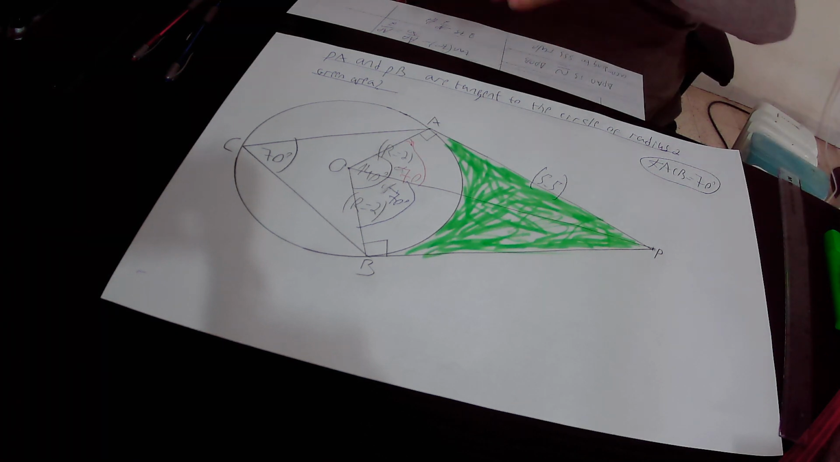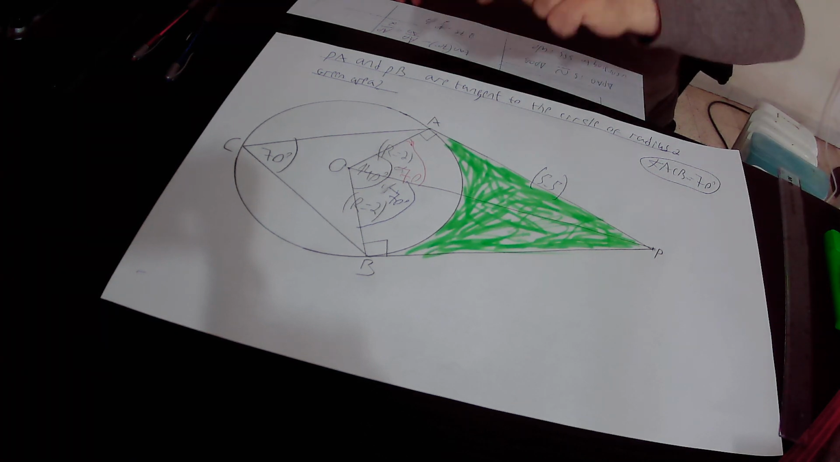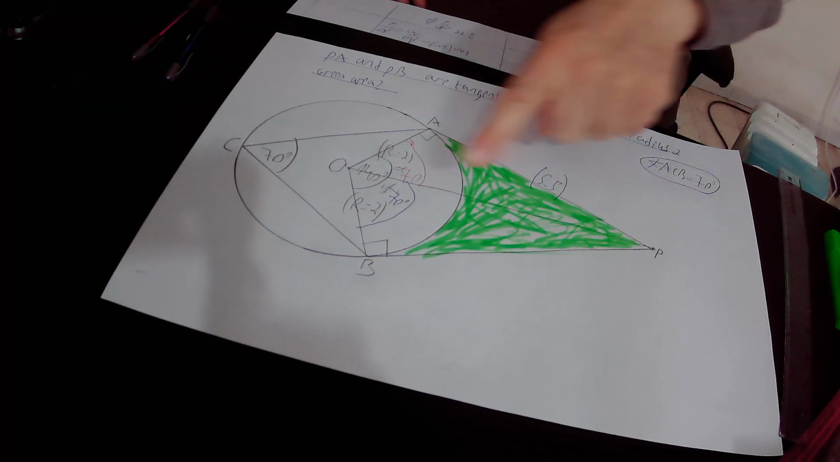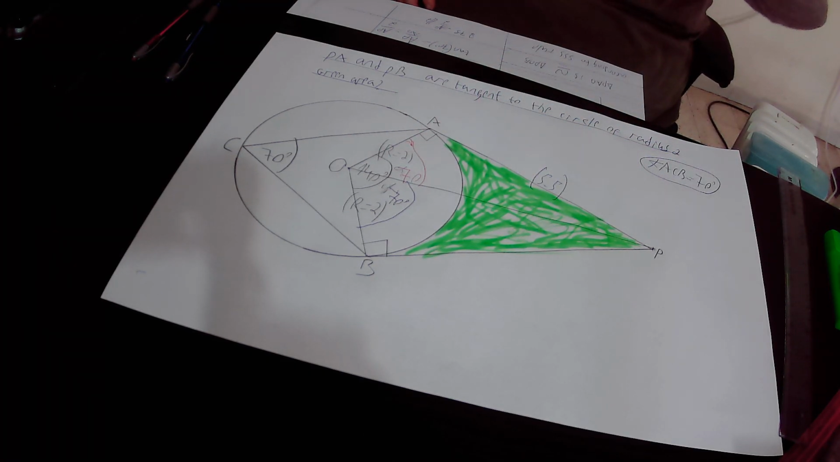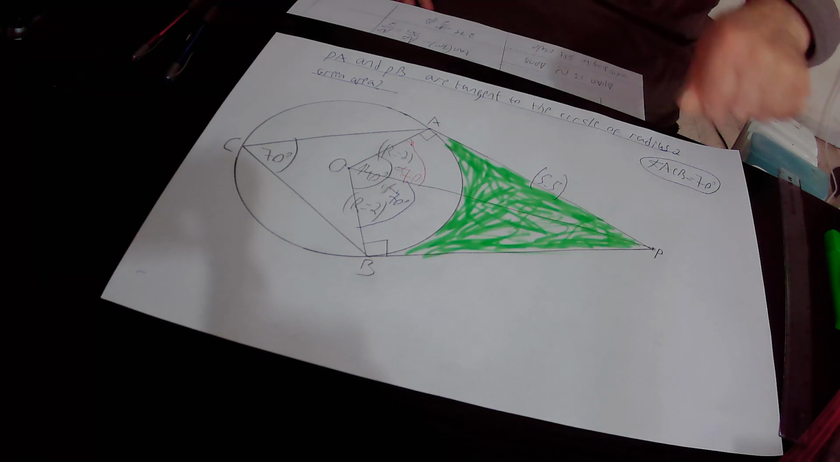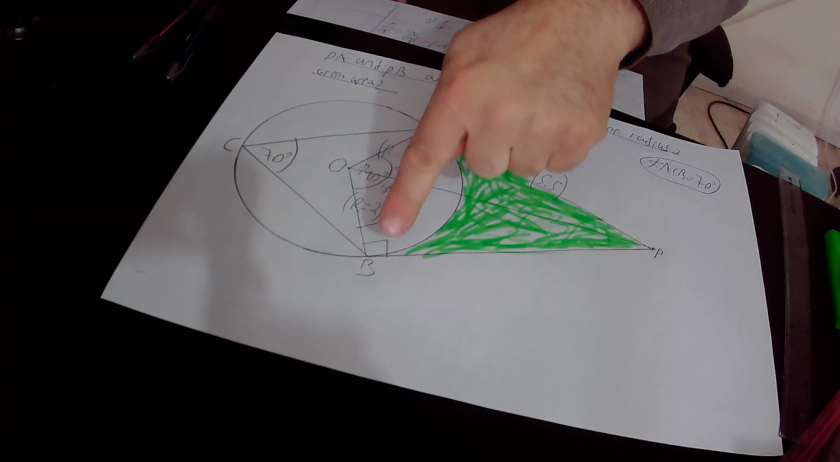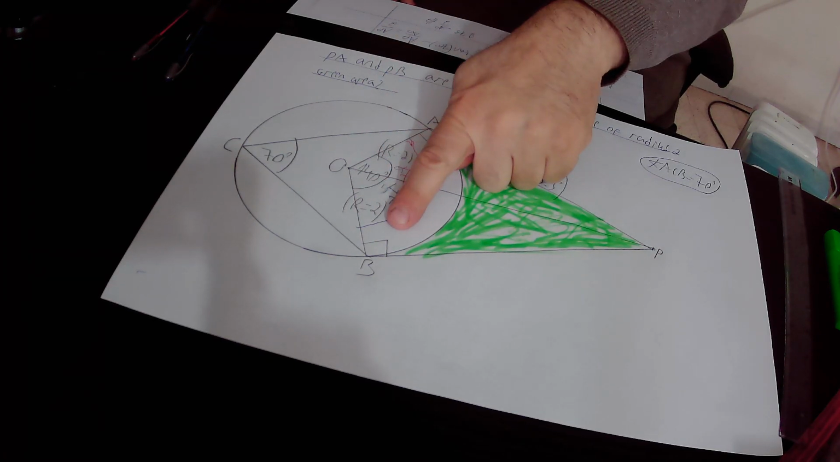Here we implemented rule 1. We have the radius OB drawn to point B, which is the point of tangency of tangent PB with this circle. Whenever a radius is drawn to the point of tangency, the tangent PB will be perpendicular to the radius BO. If PB is perpendicular to BO, this angle equals 90 degrees, according to rule 1.